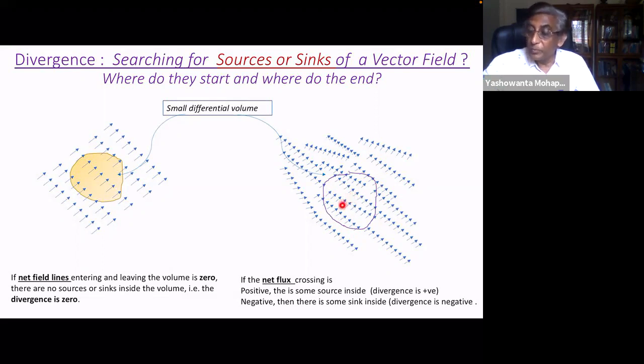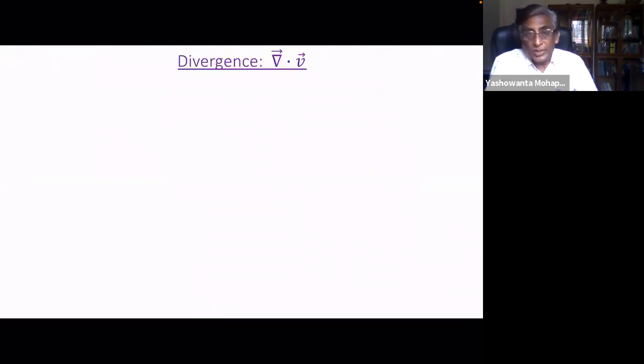If there were more coming in and less going out, then that means somewhere it is losing. There must be a drain. So this is the physical meaning of divergence. If it is positive, then I know within that region there is a source, and if it is negative, then there is a sink, or a drain.